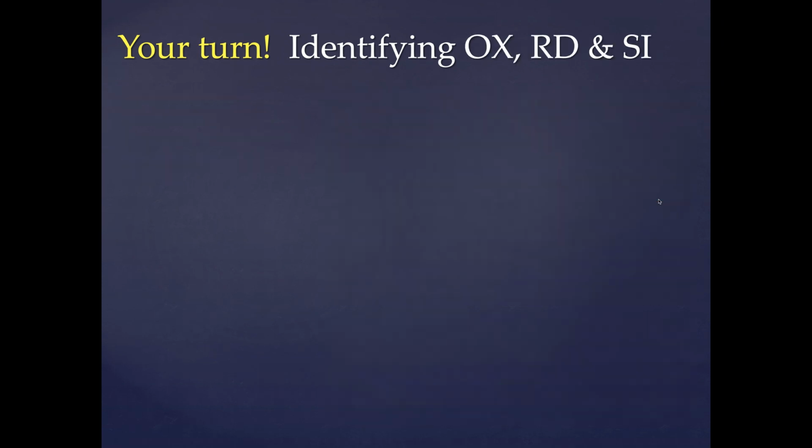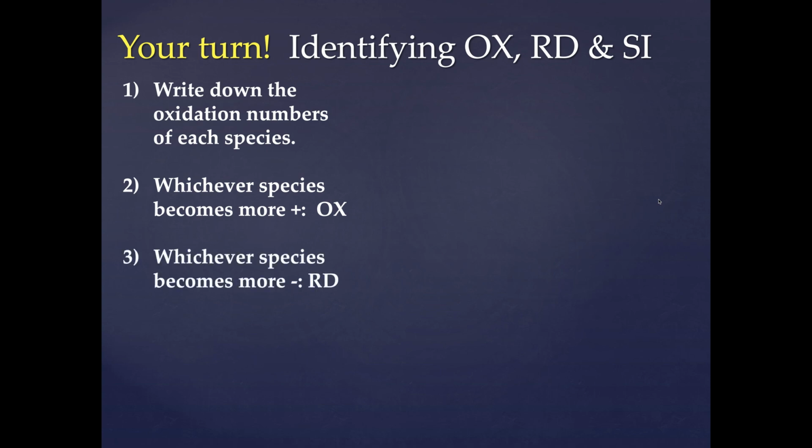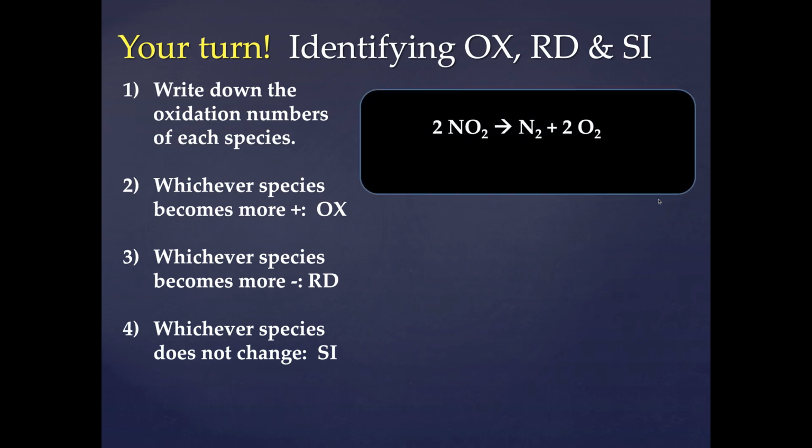You also need to be able to identify who's oxidized, reduced, and which one is the spectator ion, if there is one. So first, write down the oxidation numbers, the charges of each species. Whichever one becomes more positive is oxidized, whichever becomes more negative is reduced, and whoever does not change charge will be the spectator. In this reaction, elements by themselves have no charge. N is +4, O is -2.